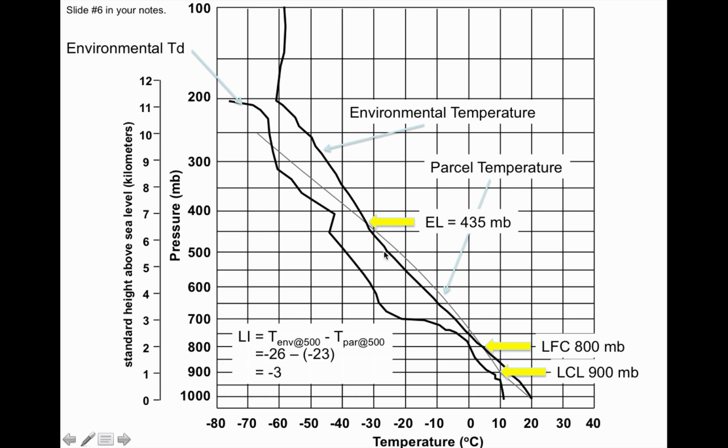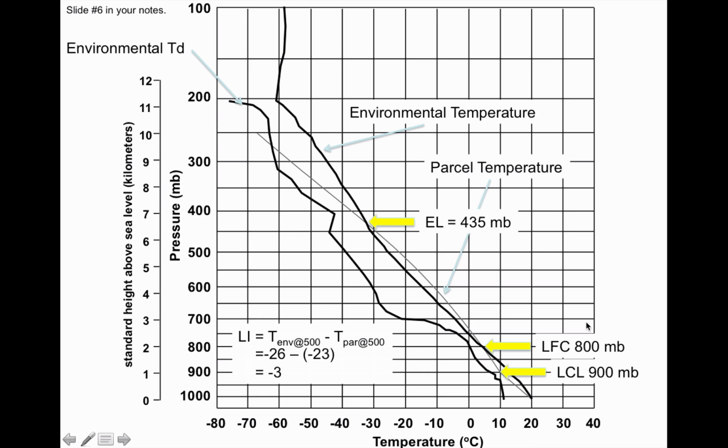In this case, the temperature of the environment, if I just read straight down on the graph, is minus 26 degrees. The temperature of the parcel, if I read straight down on the graph, is about minus 23, crosses right about here. Minus 26 minus negative 23 is negative 3. That means the parcel is 3 degrees warmer than its environment at 500 millibars. And just like with a hot air balloon, just like with what we've been explaining, if it is warmer than its environment, it is buoyant and it will ascend. Therefore, at that point, because this is negative, the atmosphere is unstable.